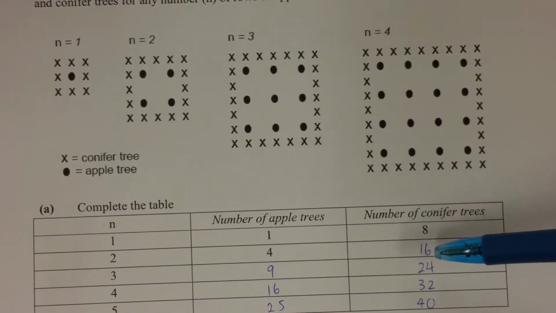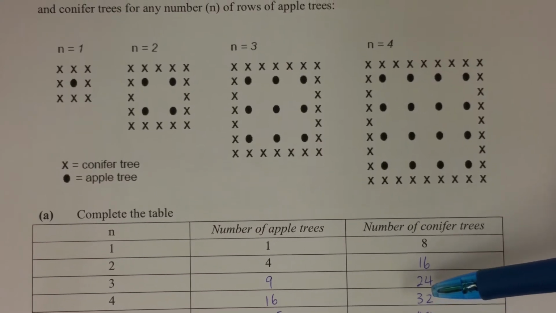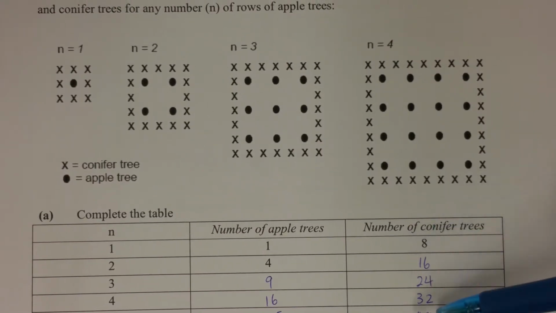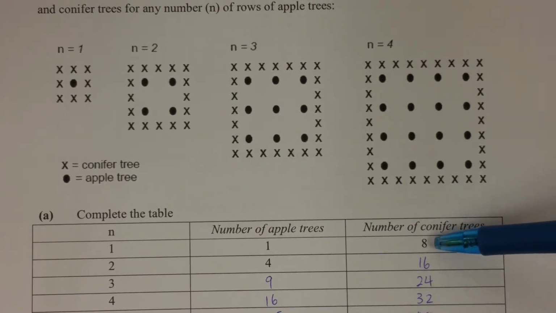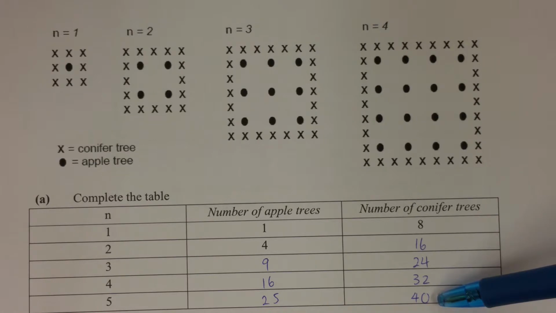Okay, then for here, you have 8, 16, 24, 32. You should be able to see that these are all multiples of 8. See, 8 times 1, 8 times 2, 8 times 3, 8 times 4. So the next one clearly is just 8 times 5, which is 40.